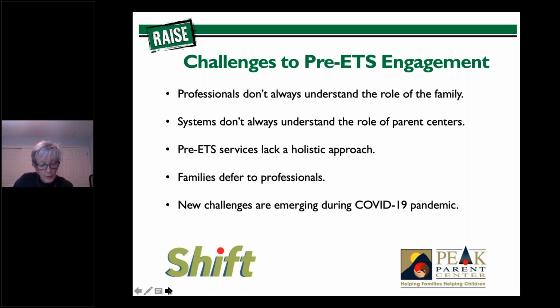And then we're going to move forward to the three parent centers that are going to talk more specifically about how they as parent centers are working and engaging with pre-employment transition services. So here are some of the challenges. Some of these things we all say, yes, that's so true. But I think it's good to point them out and think about them.